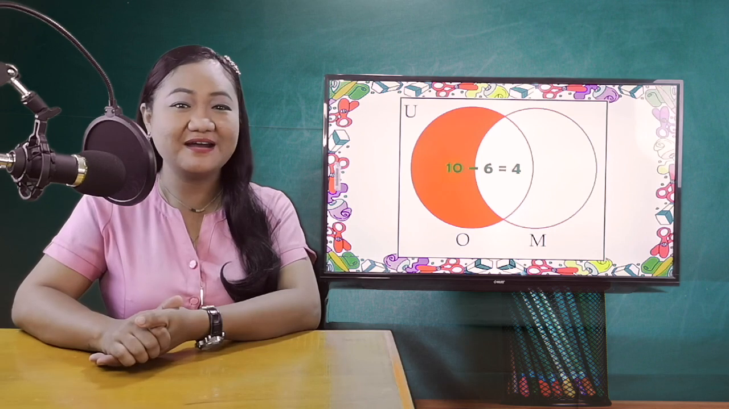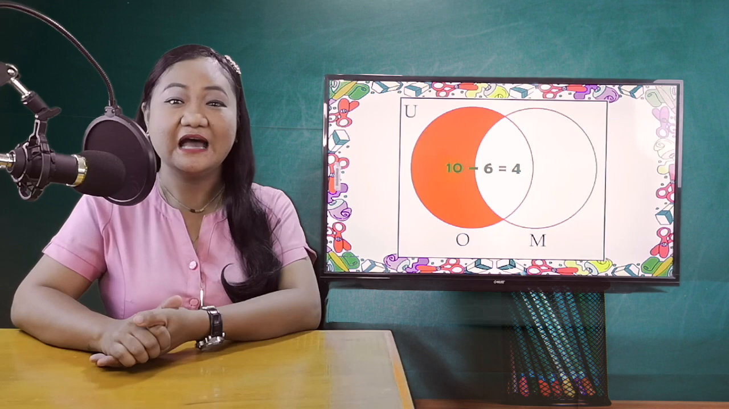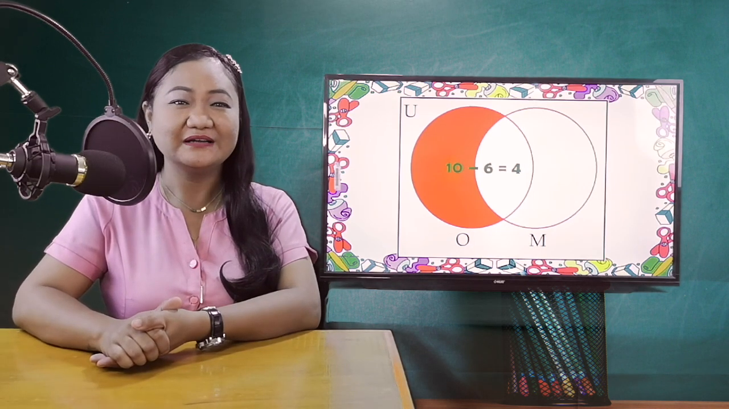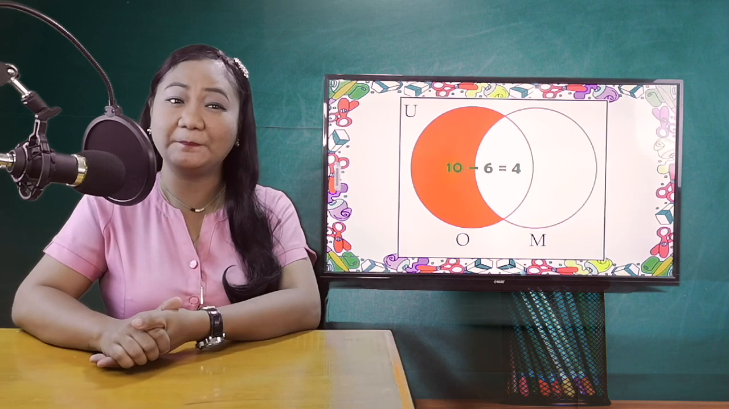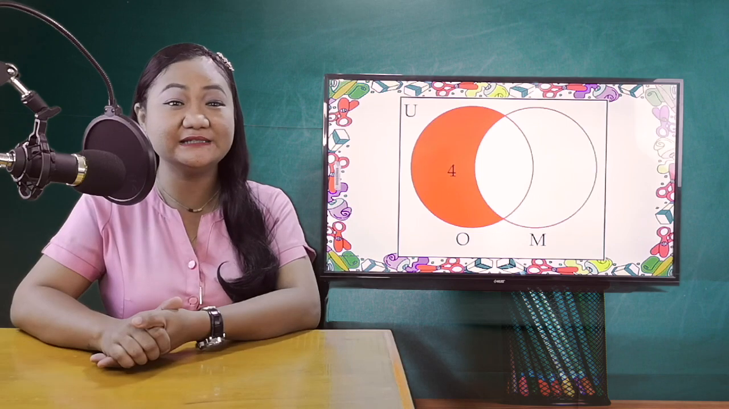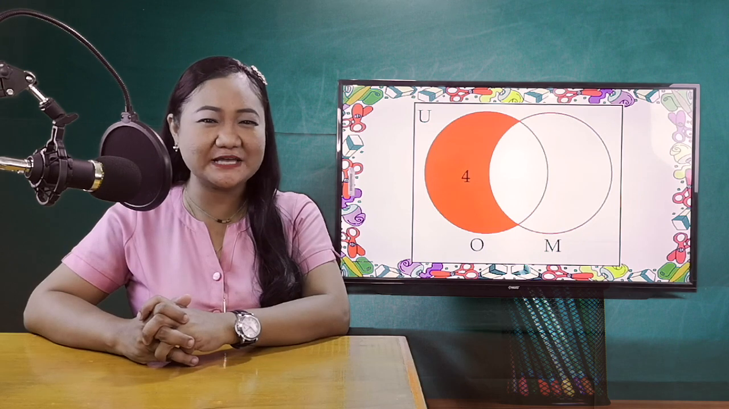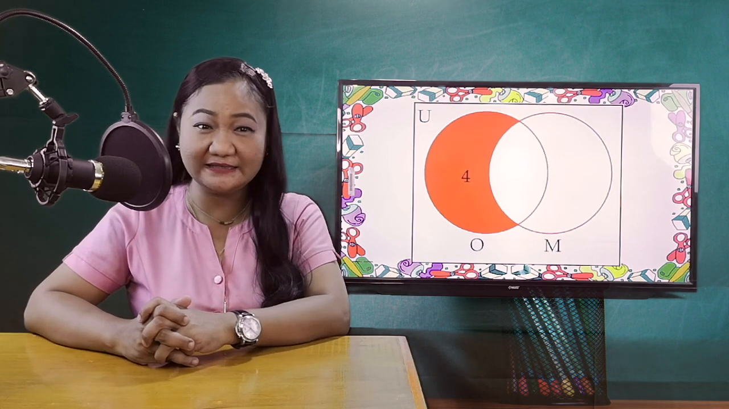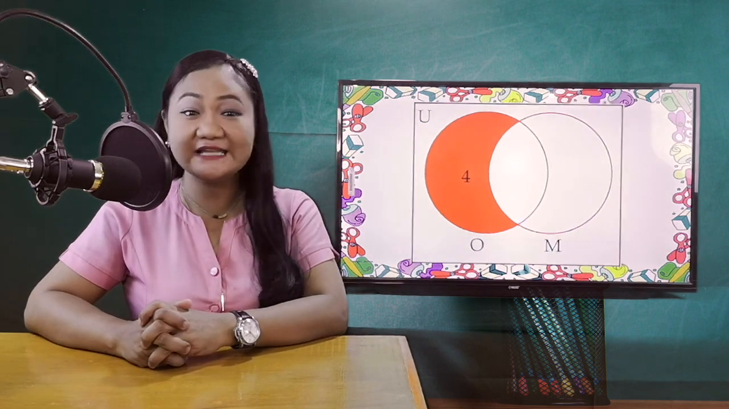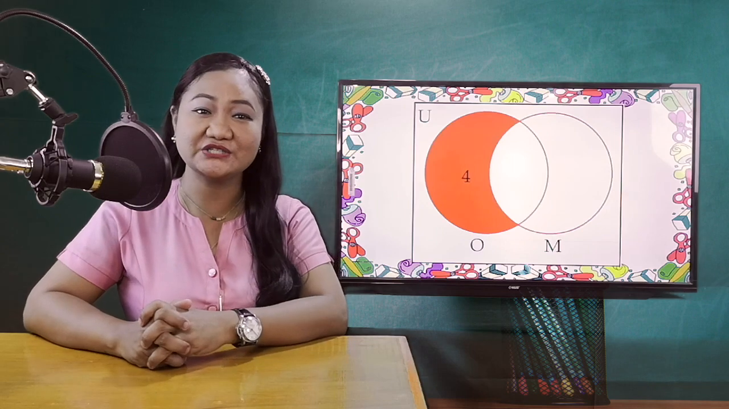Therefore, there are 4 students who chose online learning only, as shown in this illustration. Now, let's fill in 4 in the part of set O, which represents students who chose online learning only. Alright, have you followed the step-by-step solution we just made? Good job, students! But we're not yet done. This time, let's answer question number 2.